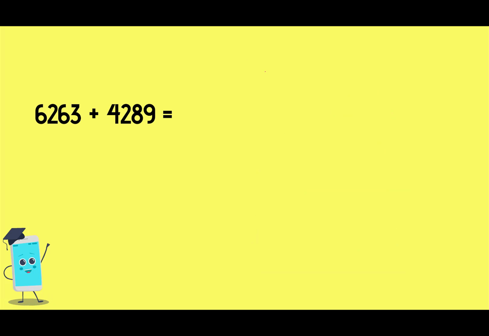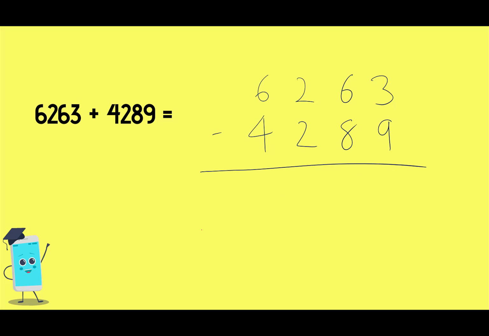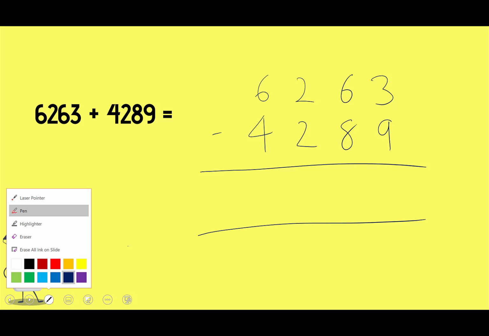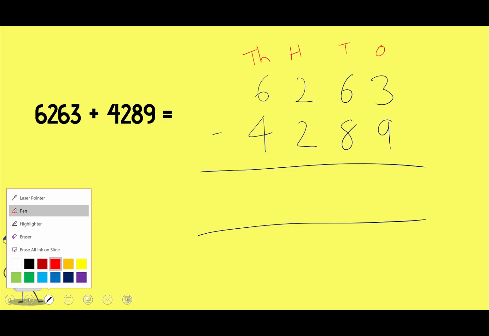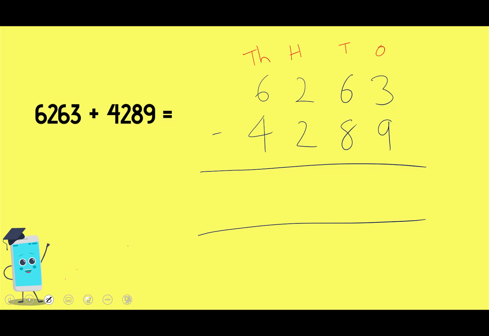Question 3. Again, I'm going to set out my digits so that they are nice and clear and lined up with the digits above them. I'm going to add in my place value headings, and I'm going to start calculating from the smallest value, from my ones column. Straight away I can see that my 9 is bigger than the 3. I can't subtract 9 ones from 3 ones, so I'm going to have to borrow a 10.